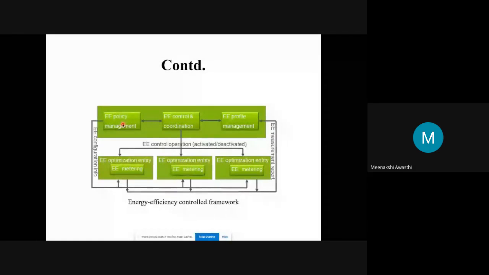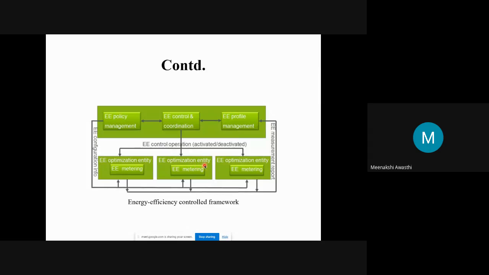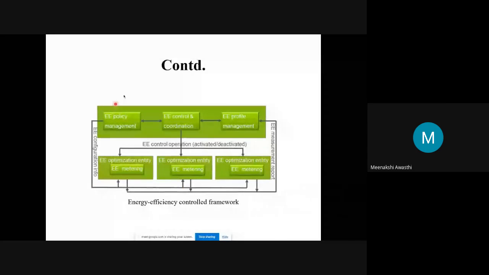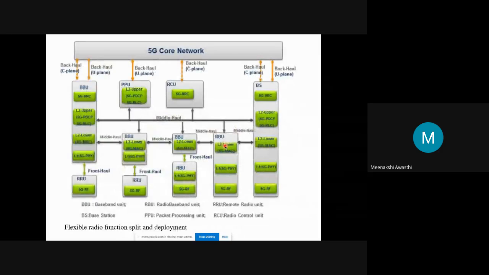If you are discussing the policy management, it should be connected with the control and coordination, and also with the profile management. So these three are connected with this energy efficiency control operation. Here we have the energy efficiency optimization entity. By energy efficiency metering, we can give the feedback to this again. In this way, we can design the energy efficiency control framework for the network.